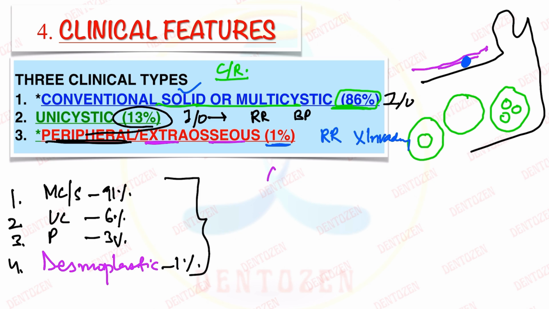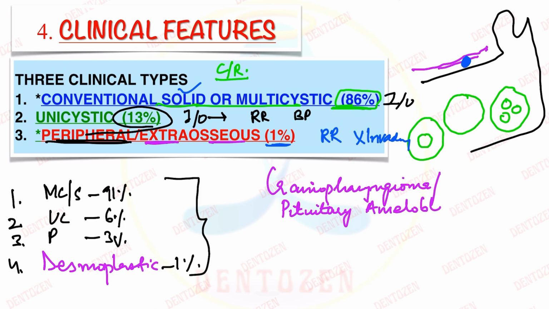Now we come to two important terms, craniopharyngioma. This is a tumor which occurs outside the jaws. It occurs in the central nervous system. It looks similar to ameloblastoma. It is also known as pituitary ameloblastoma. It can cause destruction of the pituitary gland. It is also known as Rathke's pouch tumor because it is thought to originate from this structure, that is Rathke's pouch, which gives rise to the craniopharyngeal duct, and the remnants of the craniopharyngeal duct can give rise to this tumor. So this is known as Rathke's pouch tumor.